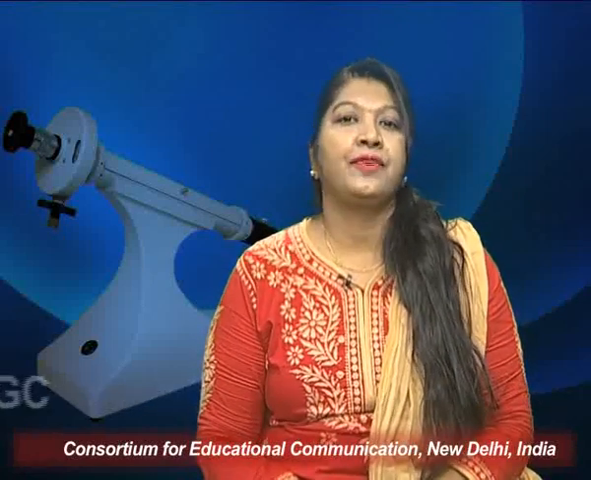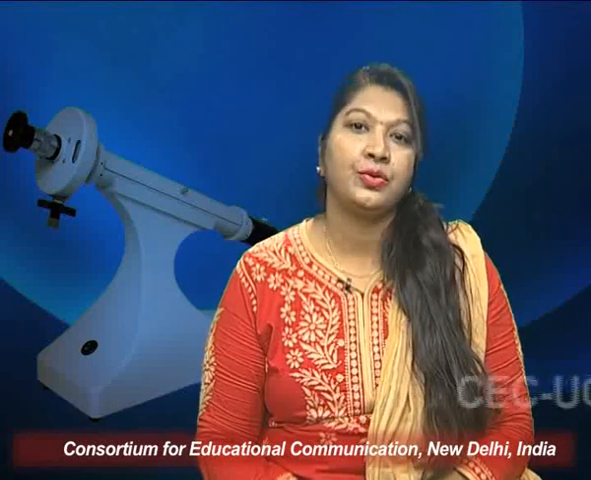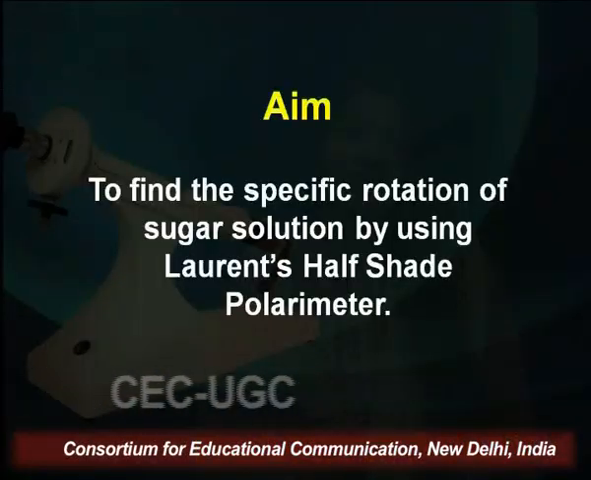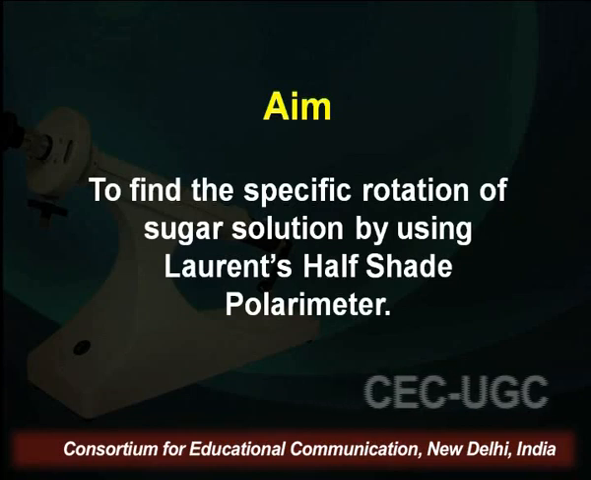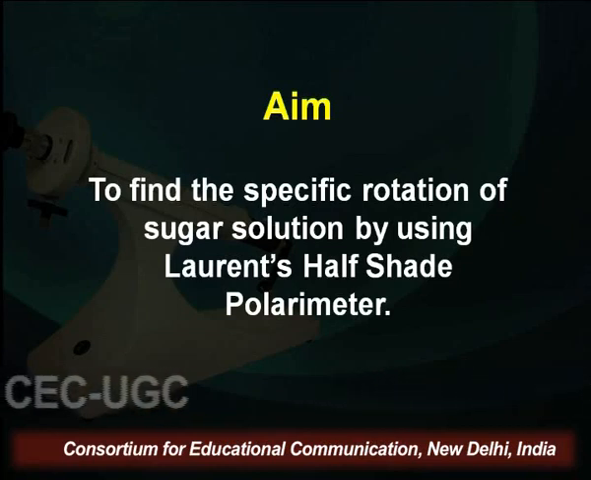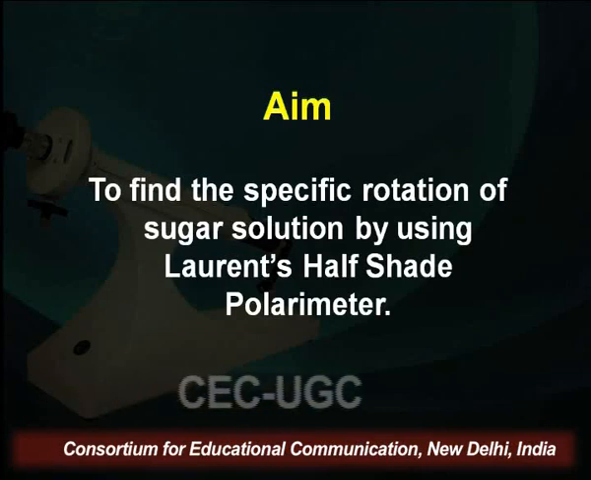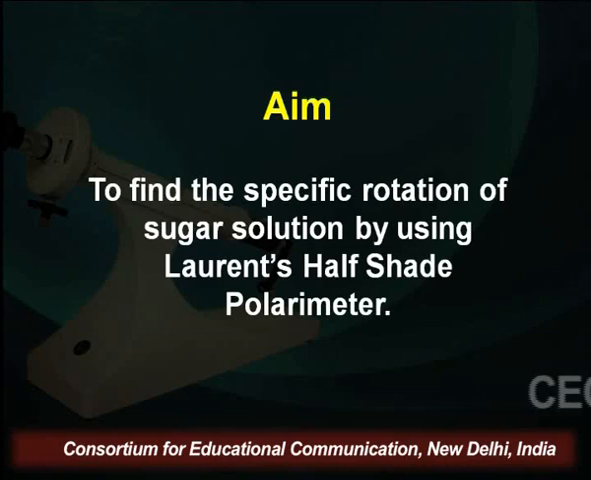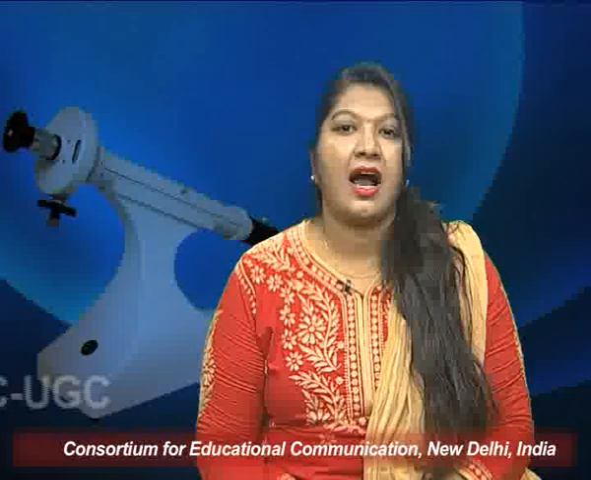Now, the aim of the experiment is to find out the specific rotation of sugar solution by using Lorentz half shade polarimeter. As the aim suggests, we are calculating the specific rotation of an optically active substance, that is the sugar solution, and the instrument we use is the polarimeter, which uses a Lorentz half shade crystal.